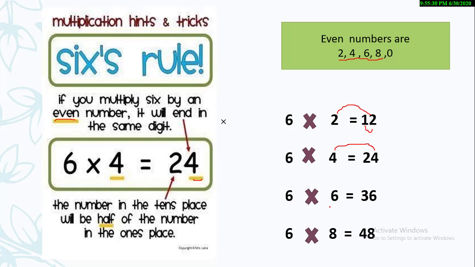Next is 6 6s are. So 6 will come as it is at the tens place. And what is a half of 6? That's very easy. That is 3. So you know that 6 6s are 36. Yes, and the last one is 6 8s are. 8 will come as it is. And what is a half of 8? If you divide it into 2 equal pieces, it is 4. So your answer is 48.